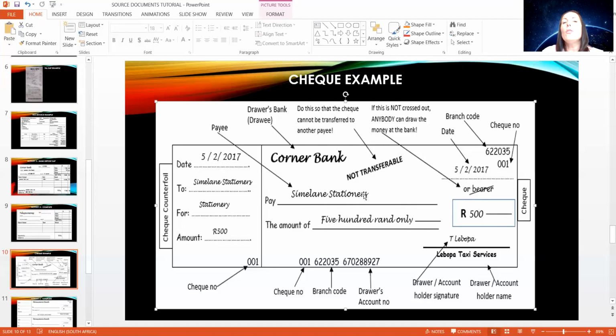All right. Then also, by writing across the check "not transferable", it means Simelane Stationers can't say, okay, we now need to pay another client of ours and we're going to transfer this check to them so they can use it to get money. It cannot be transferred to another or a third person if you indicate this on the check.